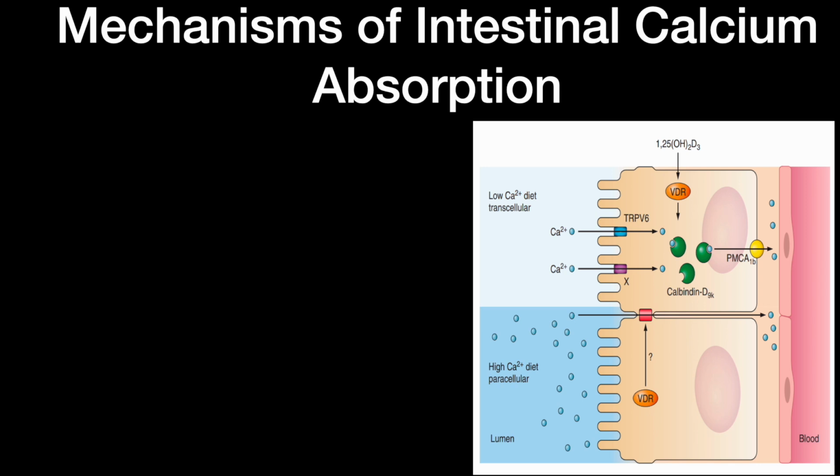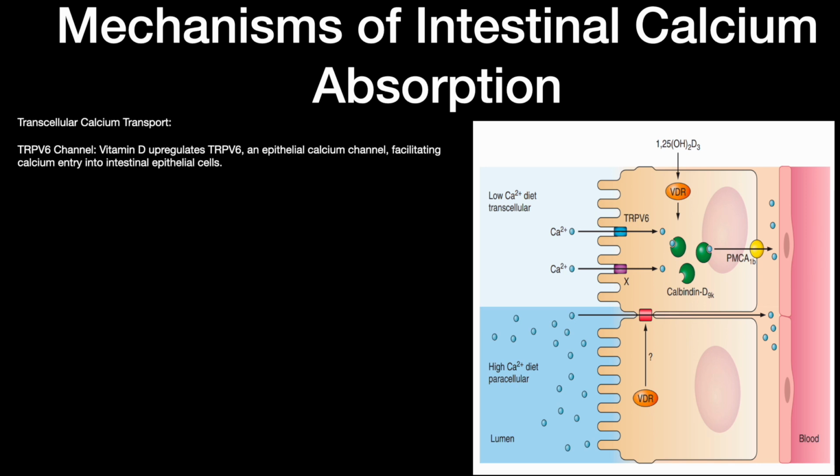So, looking first at the mechanism of intestinal calcium absorption. There is a transcellular calcium transport, as you can see in this diagram over here. You have the TRPV6 channel.